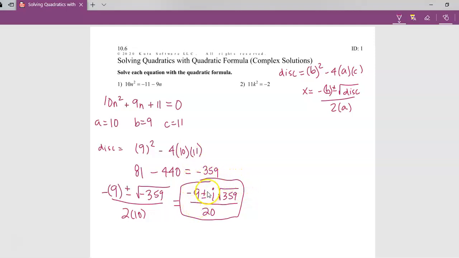So remember, this plus or minus in here means we have two solutions. One is negative 9 plus this stuff over 20, and one is negative 9 minus i square root 359 over 20. All right, let's try number 2.